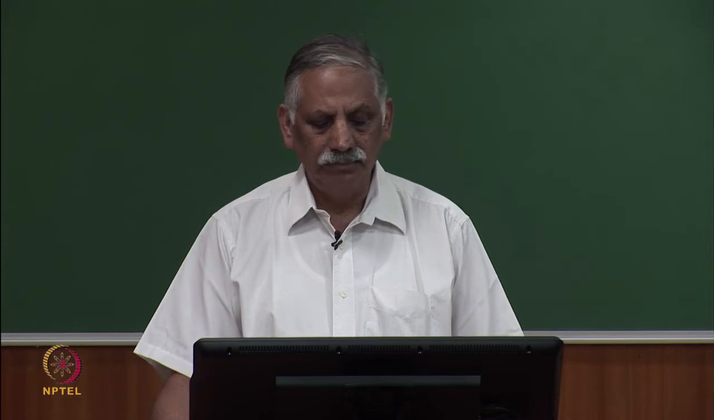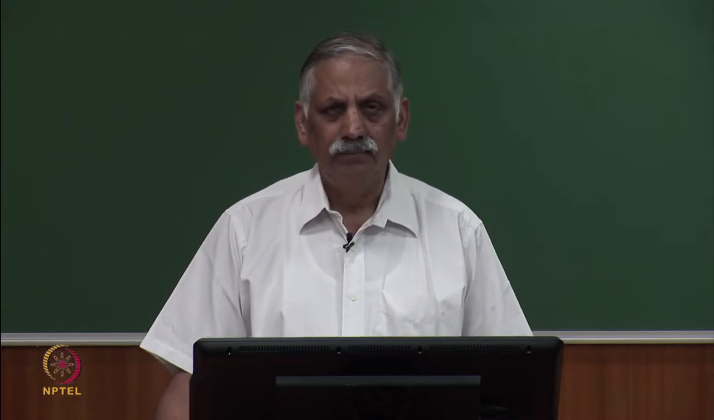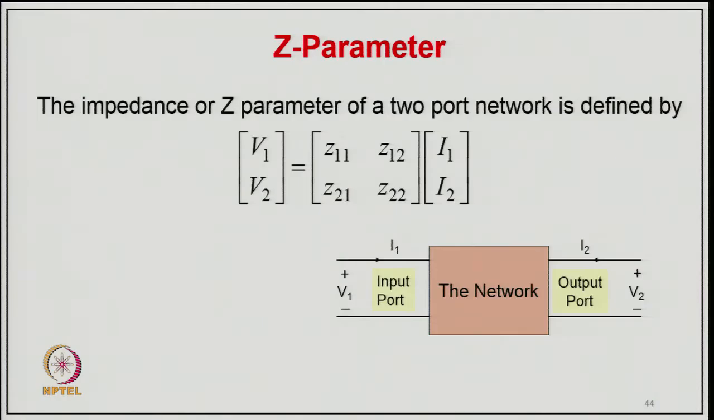Now we define different parameters of this electrical network. One is the Z parameters, or impedance parameters. Z is typically the notation for impedance, so we will talk about the impedance parameters of the network. We consider the same 2-port network, with voltage V1 applied at the input port drawing current I1, and at the output port a voltage V2 with current I2 entering the network. We can write the volt-ampere equation in terms of the impedance parameters: V1, V2 equals the impedance matrix, with 4 impedance parameters Z11, Z12, Z21 and Z22, multiplied by I1, I2.